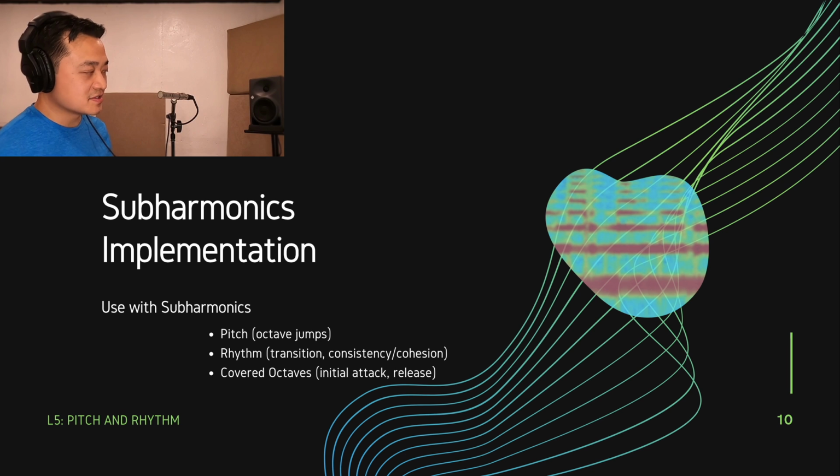Subharmonic implementations. Using this with subharmonics. What I like to focus on is pitch, right? The first thing is to do octave jumps. You can do other types of intervals, but focus on octave jumps first. Use rhythm to help you with transition, consistency, and cohesion. As well, cover your octaves, and we're going to cover that in a little bit here.